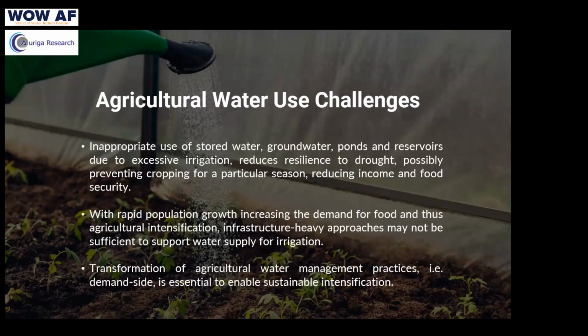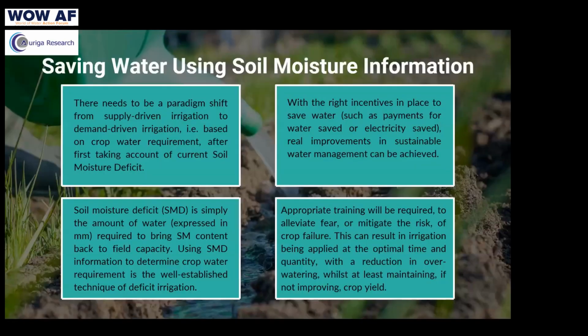So whether it is use of groundwater, reservoir, or excessive irrigation, right? All of these lead to a direct effect on what the final produce will be. Now, definitely the need would be to move from supply-driven irrigation to demand-driven irrigation. Now, this is definitely to be addressed with respect to a particular crop in a particular geography.